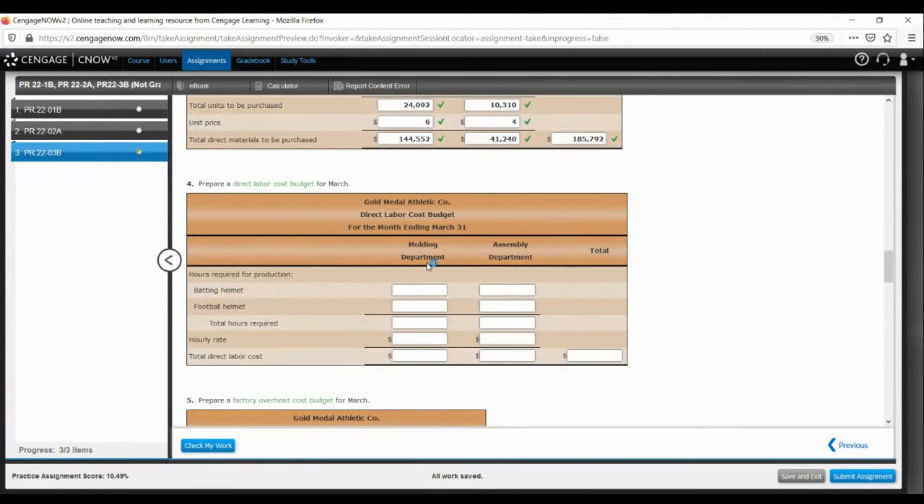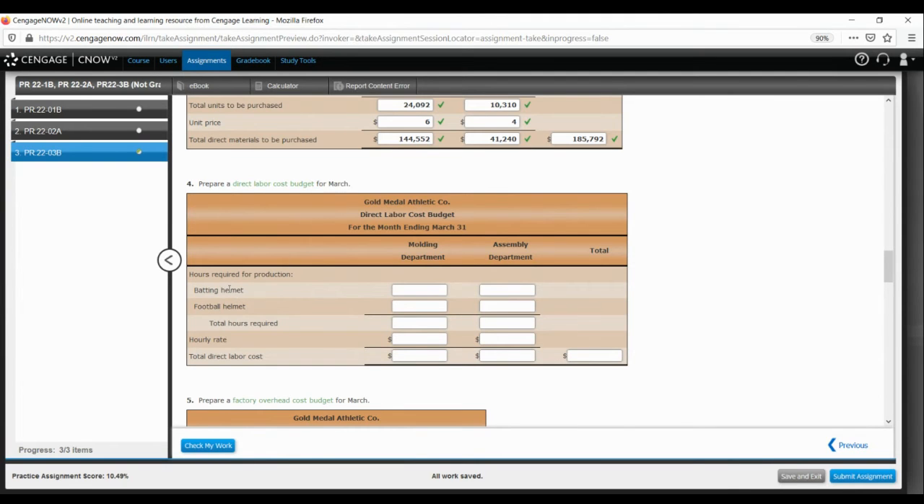Notice that we have two departments that we're going to put the batting helmets through. Our molding department is going to mold the plastic, and then we're going to assemble the rest of the batting helmets in the assembly department. So we have two departments that we're going to calculate the direct labor cost for, and we have two products that are going to be worked on in these two departments. And so we're going to show the cost of the products separately.